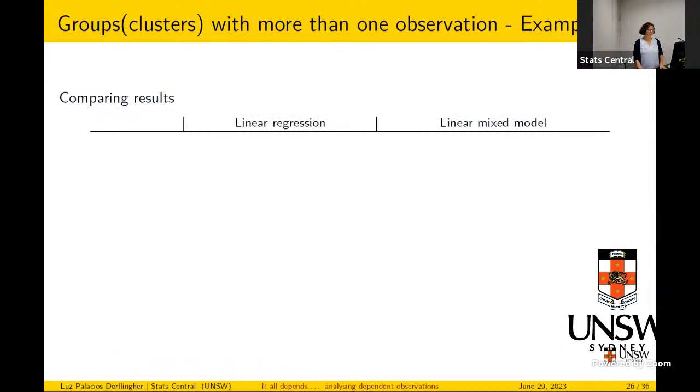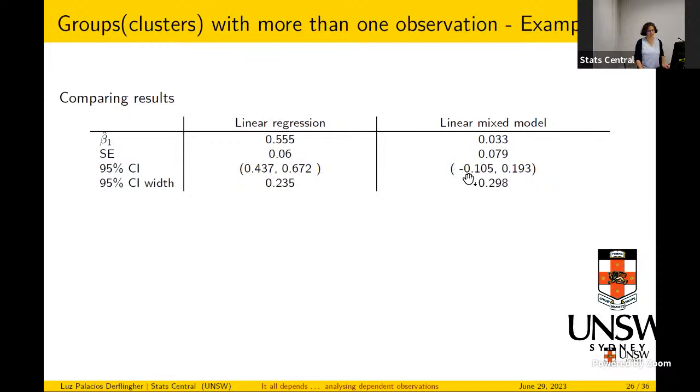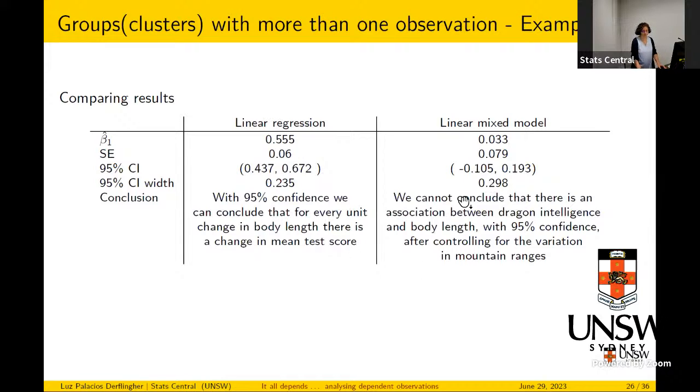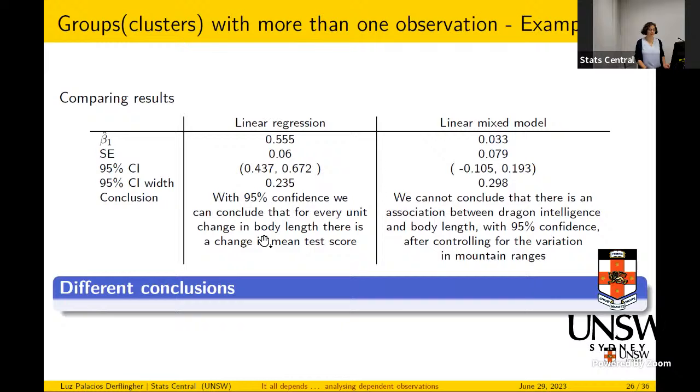Now we compare the results. Linear regression, beta hats, very different. Standard error: in our linear regression, the standard error is smaller than in our linear mixed model. The confidence interval in the linear regression does not include 0; in the linear mixed model, it does. And the width is smaller in our linear regression than in the linear mixed model. And the conclusions, again, are different, right? Because with one, we can say that for every unit increase, there's another unit increase in the mean test score. With the linear mixed model, we cannot say there's a relationship.